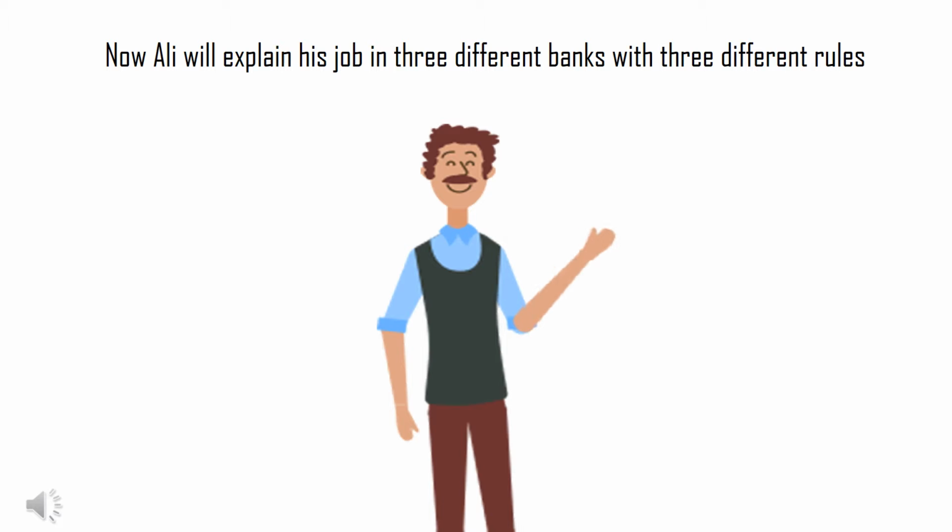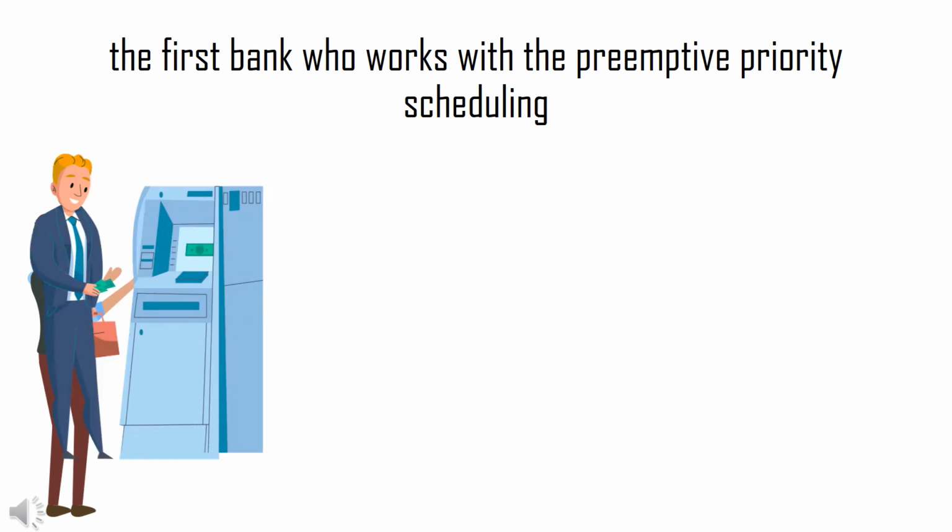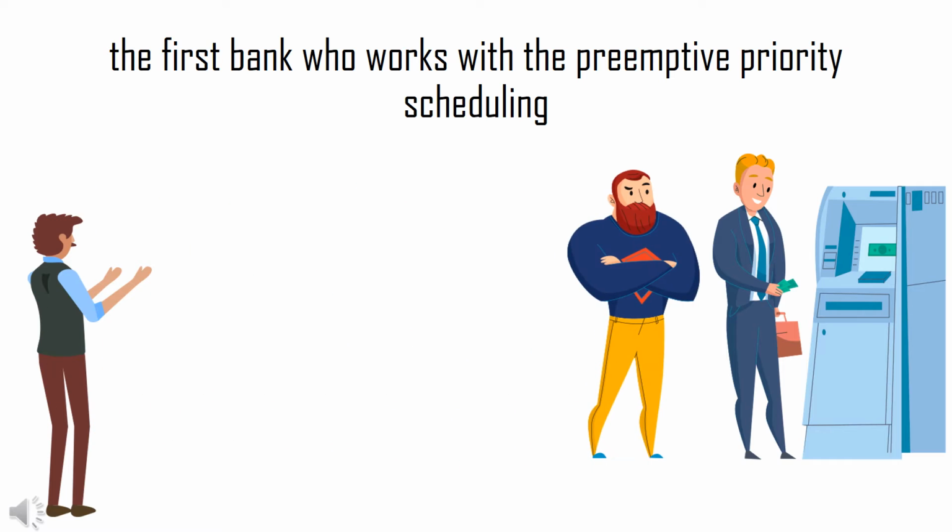Hi, I'm Ali and I'm going to talk to you about priority scheduling. We're going to consider each person as a process. Let's go. So here the ATM is like the CPU.